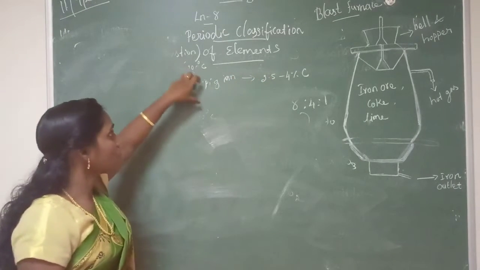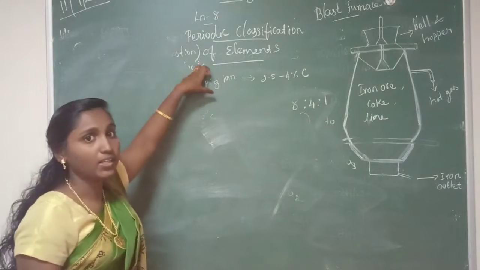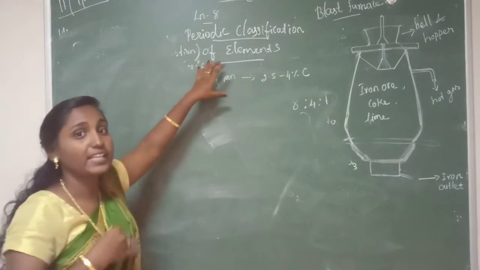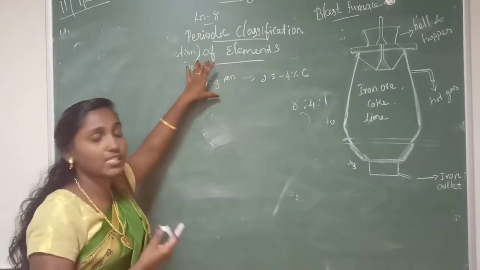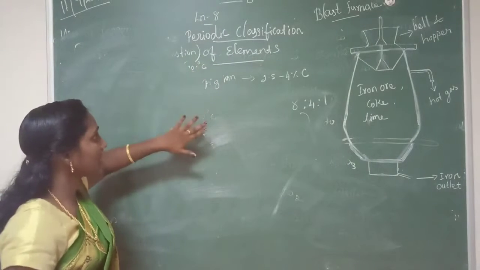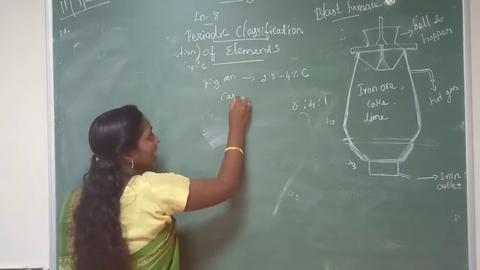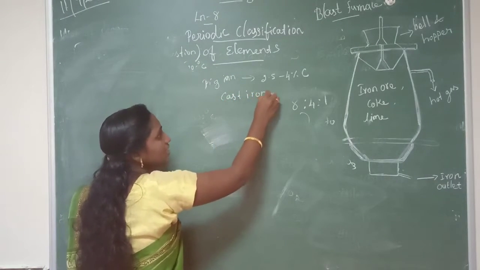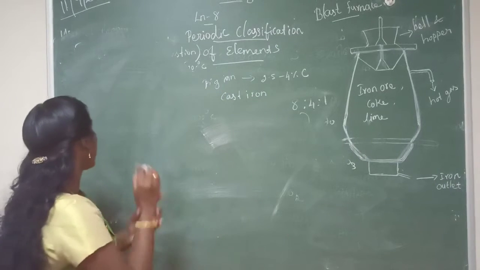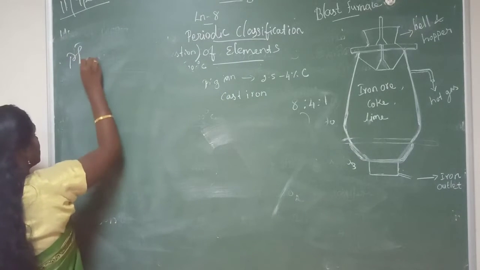We got some carbon also. So this pig iron is remelted. Again it will be melted and cast into different molds. That iron is called cast iron. Next we are going to learn the physical properties of iron.